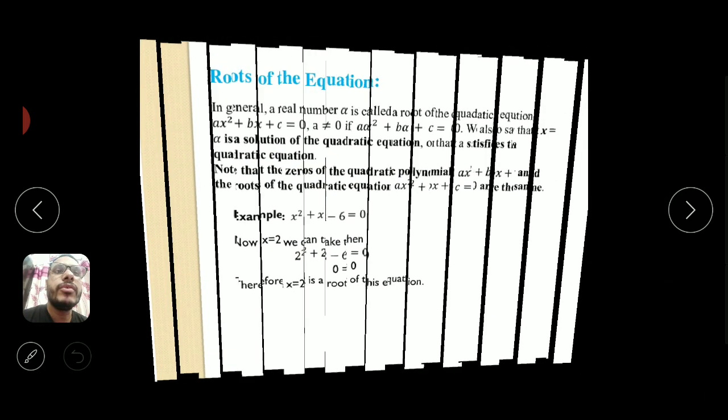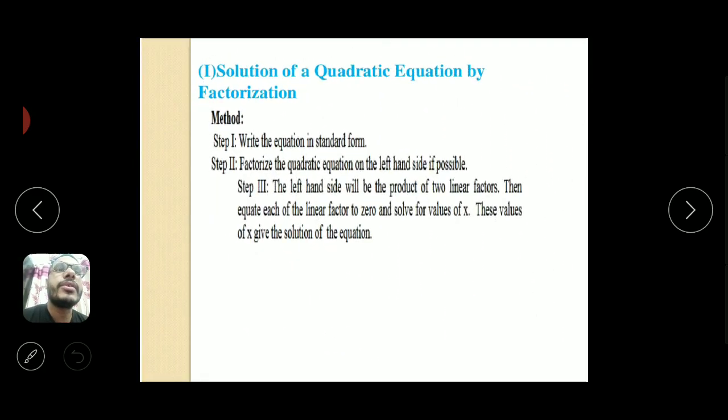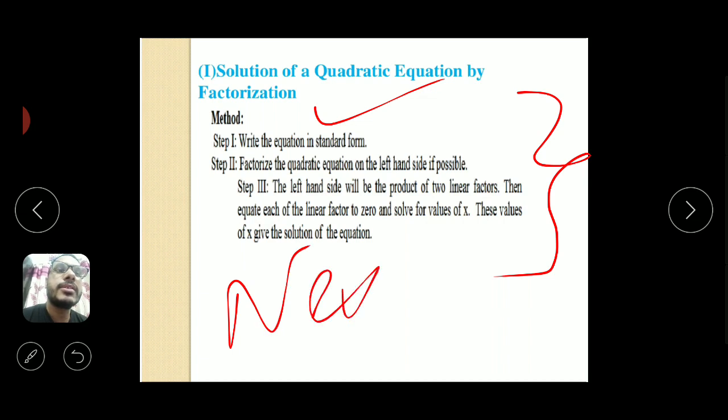Moving to the next part of it, solutions of a quadratic equation by the factorization method. This particular method will be taught in the next class.